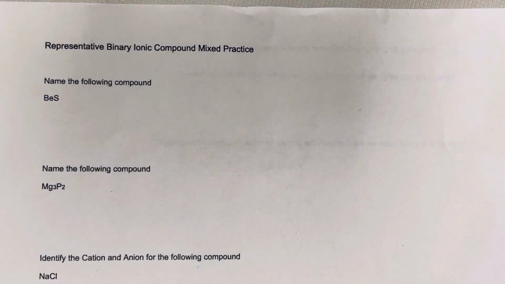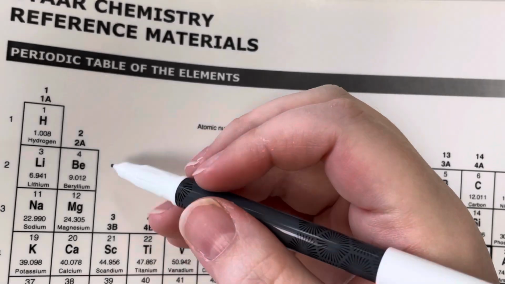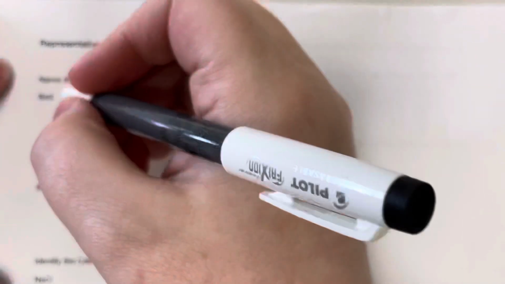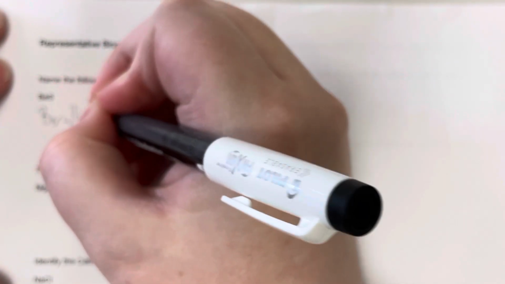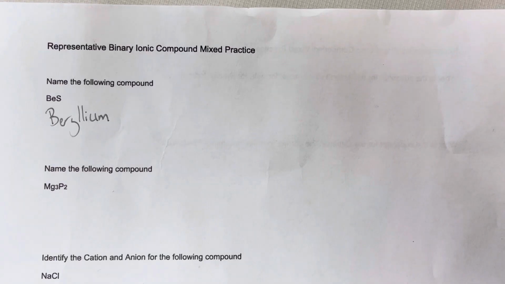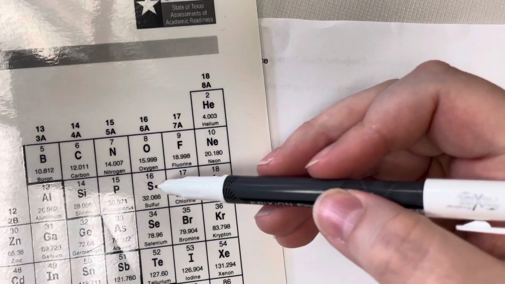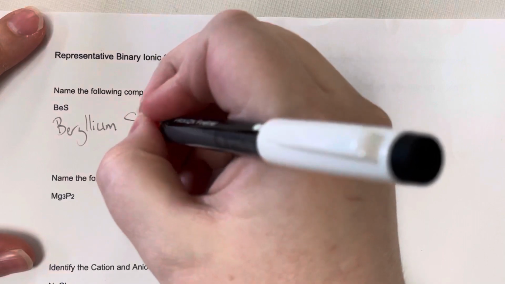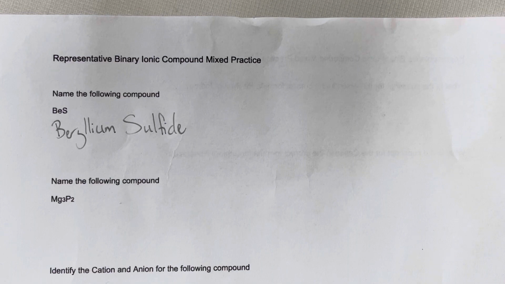Name the following compound, BeS. So the first thing that I'm going to do is figure out who Be is. Be is beryllium, and it is in the first two columns, which makes that a representative metal, which means that I can just write the name. And S is sulfur, and then I need to change the suffix to "ide", so this will be beryllium sulfide. And that will be the name of that compound.